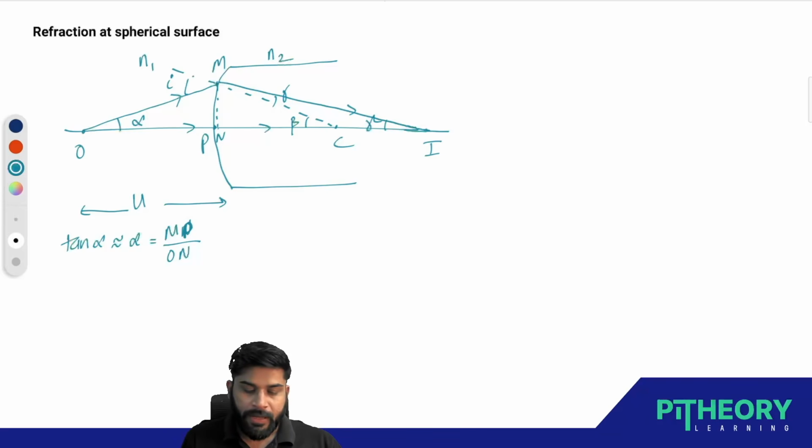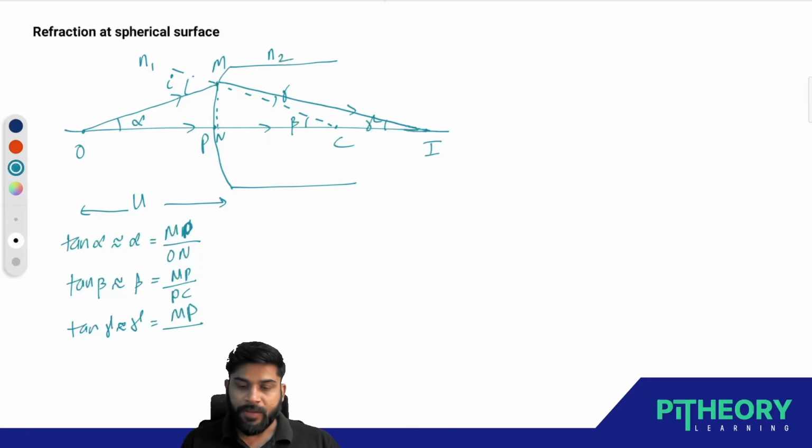At the same time, tan beta you can approximate to beta. What would that be equal to? MP divided by PC. Correct. In the same way, tan gamma, you can approximate it to gamma. That will be equal to MP divided by PI. Clear now?